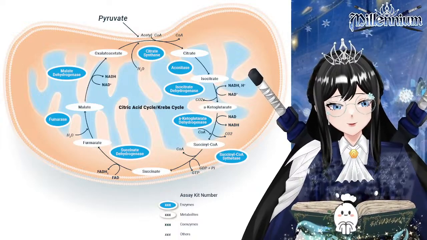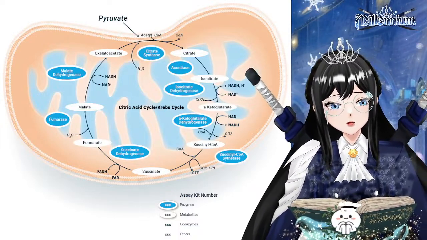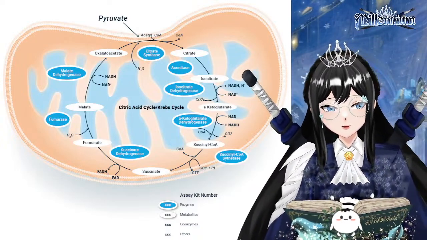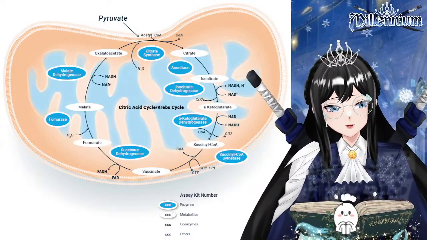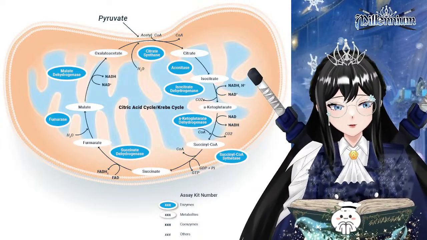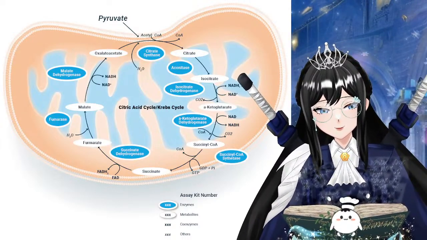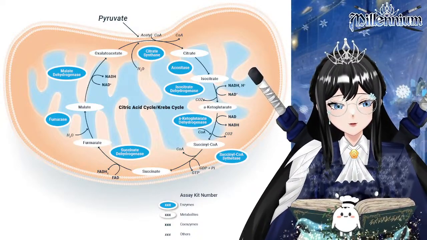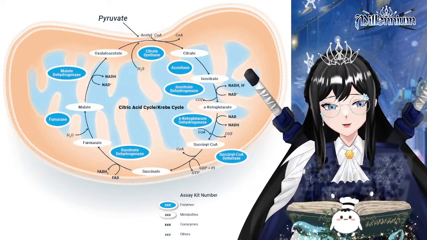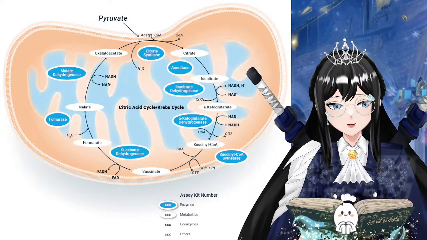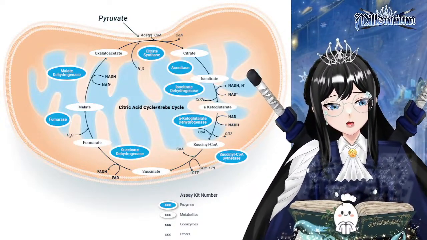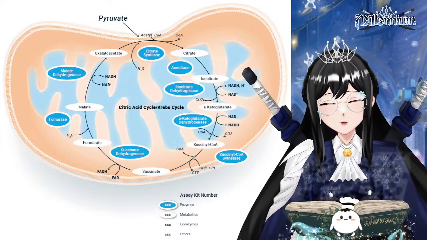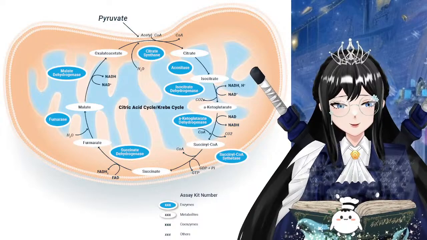Throughout the cycle, high energy electrons are harvested through redox reactions that reduce NAD+ to NADH and FAD to FADH2. That's very constant. Also, even though acetyl-CoA is consumed, intermediates like oxaloacetate act catalytically, meaning they regenerate each turn and serve to carry and transform carbon without being depleted.